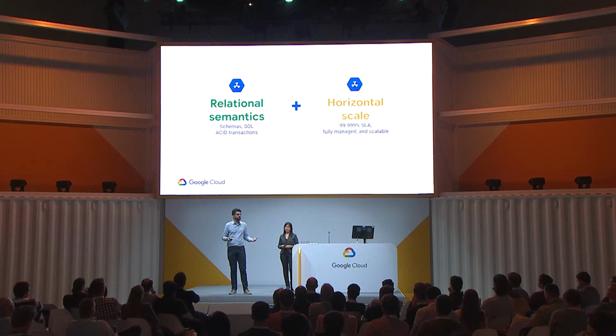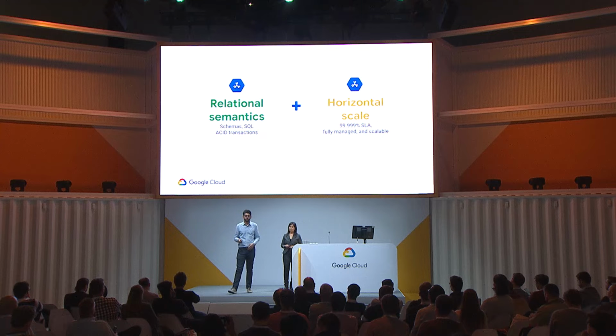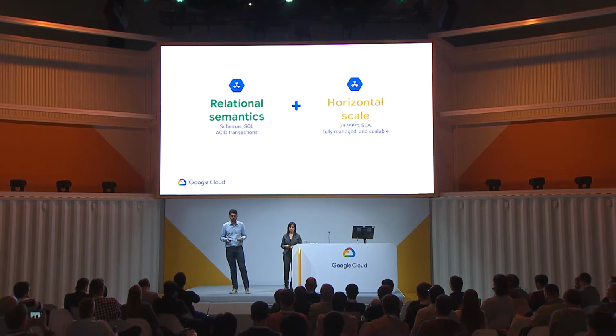But with Cloud Spanner, what we're doing is we've created an and statement. We're taking the best aspects of relational databases and distributed databases and combining them together. It's not to say that like the 30 years of features that are in existing relational databases all exist in Cloud Spanner, but we've combined relational semantics with horizontal scale.